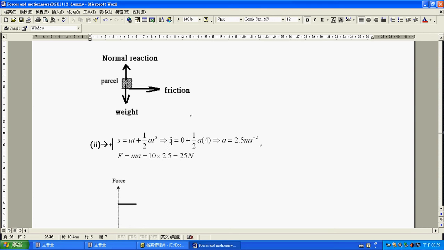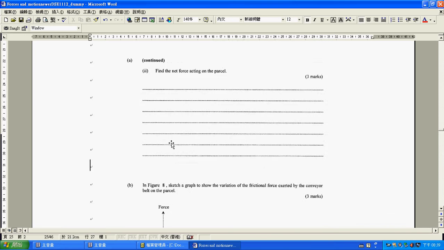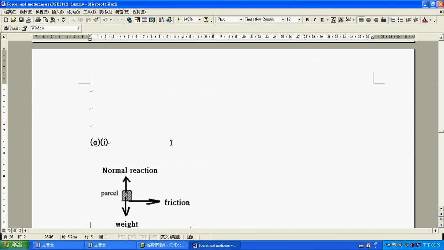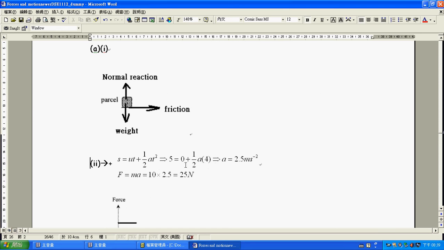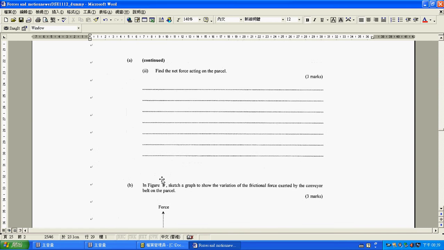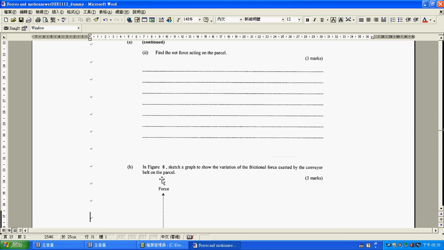It moves 5 meters in 2 seconds. Let me check. Yes, 5 meters in 2 seconds, and u is 0, so we get this equation, and then we get a = 2.5 m/s², and then we apply F = ma. So the net force acting on the parcel is 25 Newton. 25 Newton. Okay. Then we come to part B of the question.